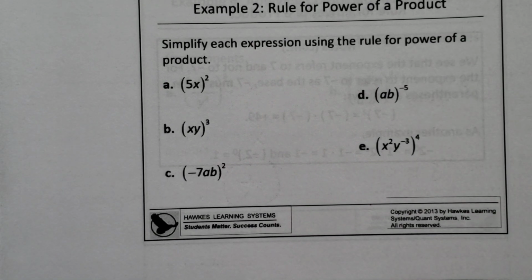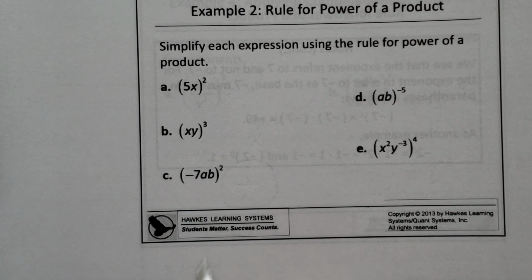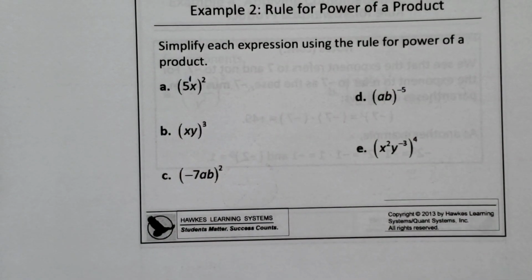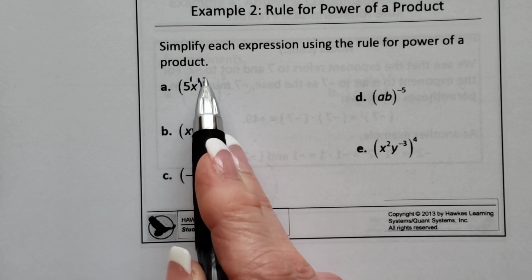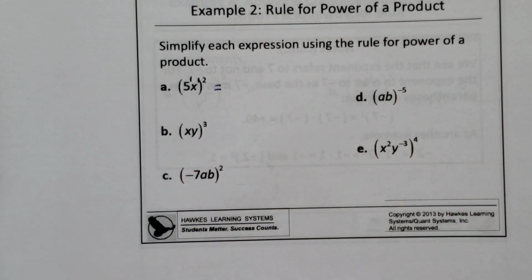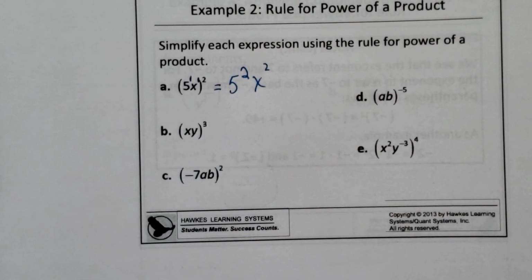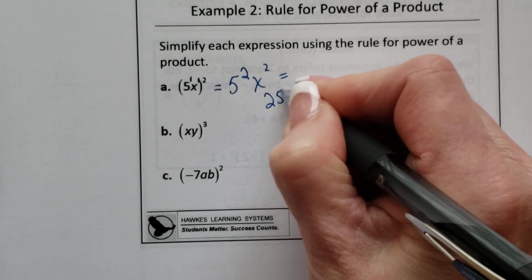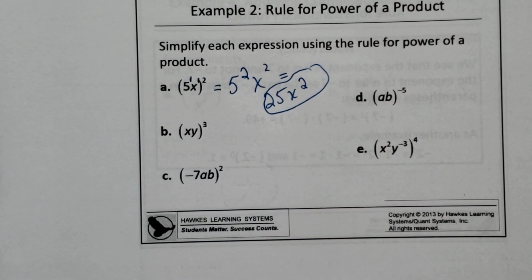All right, so a lot of people want to just say, okay, the answer is 5x squared, but this is a multiplication problem, 5 times x. Well, 5 has an invisible 1 and x has an invisible 1. So we're going to multiply every exponent inside the parentheses by 2. Well, 2 times 1 is 2. So when we distribute that 2, we get 5 squared times x squared. Well, we can simplify that because we can square 5. So 5 times 5 is 25x squared. Now we have simplified that problem.